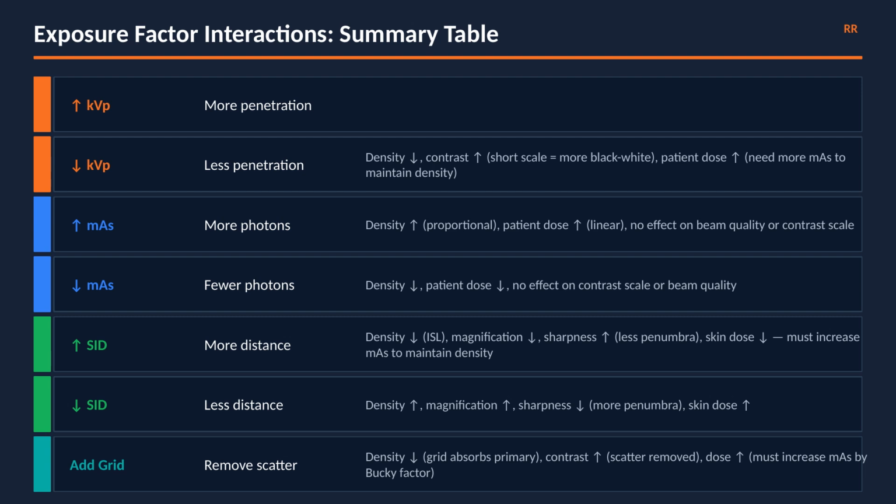Adding a grid: density decreases, the grid absorbs primary beam, and contrast improves because scatter is removed. Dose increases, so you must multiply mAs by the Bucky factor. And decreasing SID: density increases, magnification increases, sharpness decreases, skin dose increases.